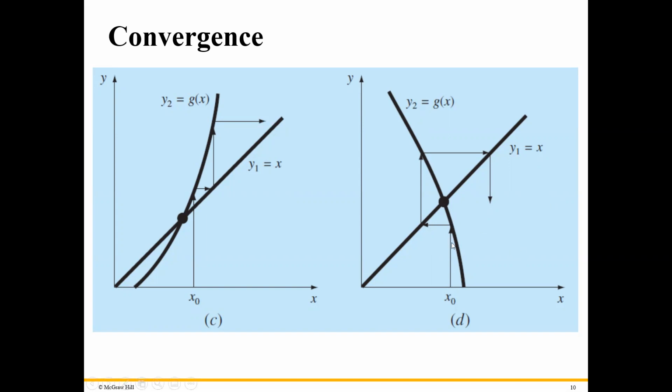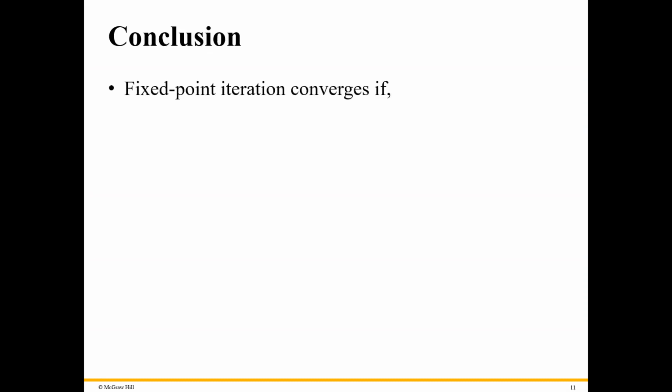Similarly, in this case, you can see that we are moving away from the solution, or we are not finding a solution at all. So there is no convergence. This means that there is a problem in this method. The solution can converge, but in some other formulation, the solution may not converge.